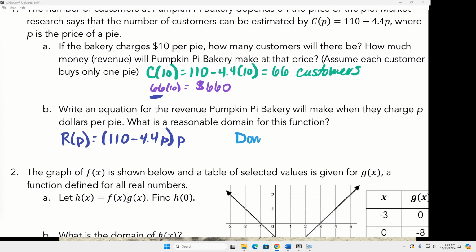Okay, so let's think about a reasonable domain. So they're not going to charge $0, I wouldn't think, but say that a pie is like 5 days old. How much would you pay for an old pie? What? $1? Okay. How much would you pay for the most delicious pie in the world? It's going to be more than $5. Because there you go. The most delicious pie in the world, somebody might pay $200 for.